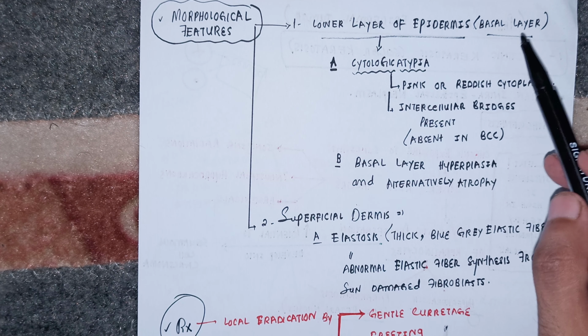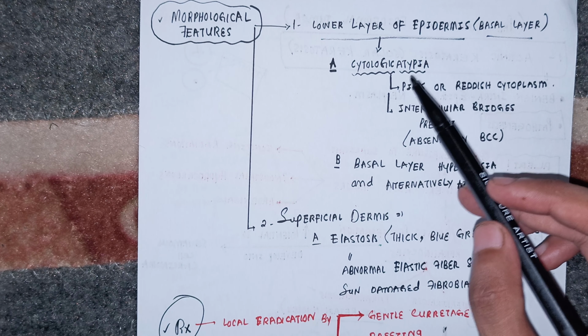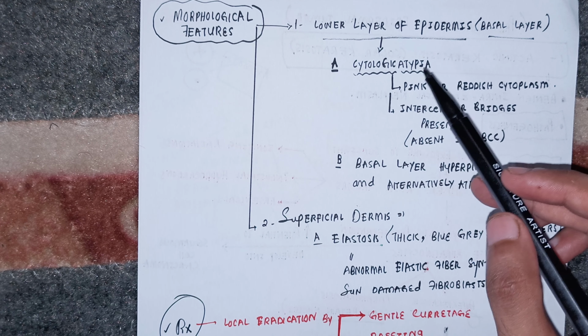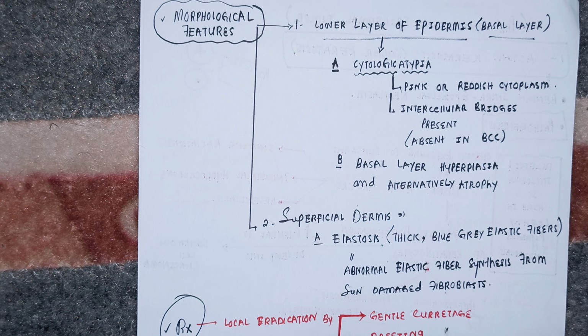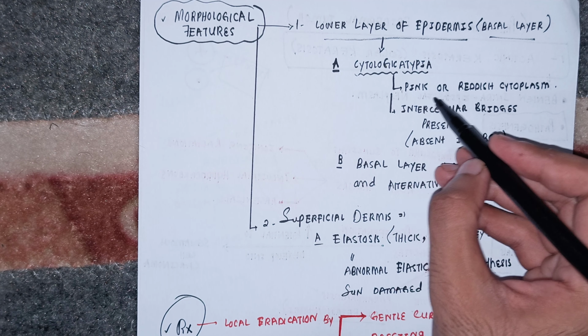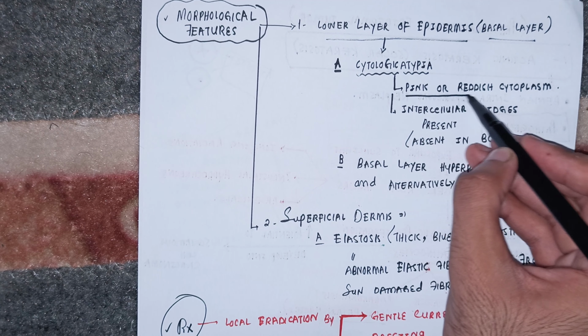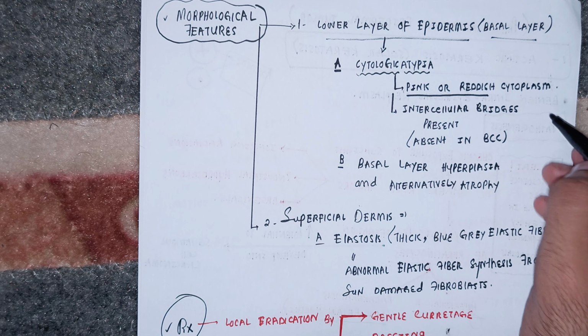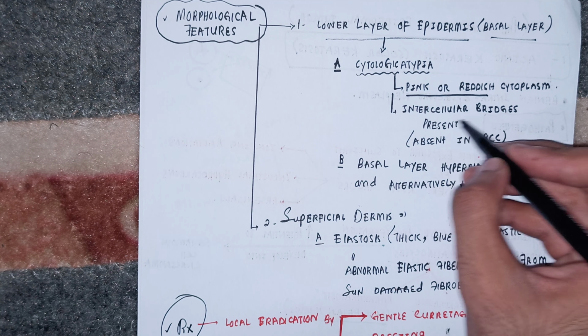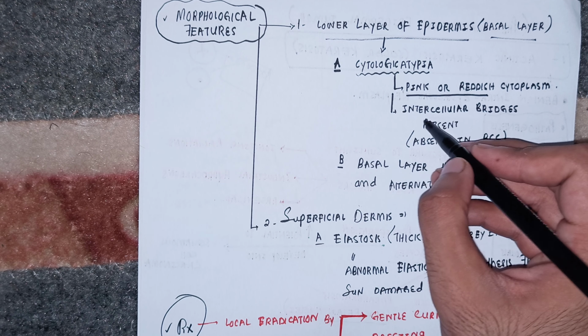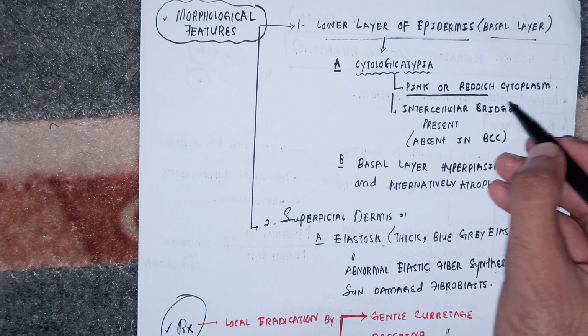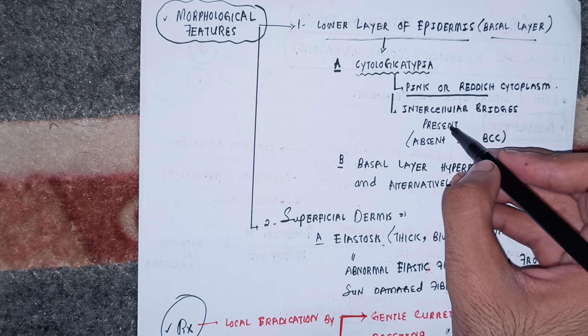That means the cells in the basal layer show cytologic atypia. That means the cells become very much atypical. What does it mean? It means their cytoplasm becomes pinkish or reddish. And by the way, the bridges are present between two cells in the lowermost layer, especially in the basal layer. The intercellular bridges are present.